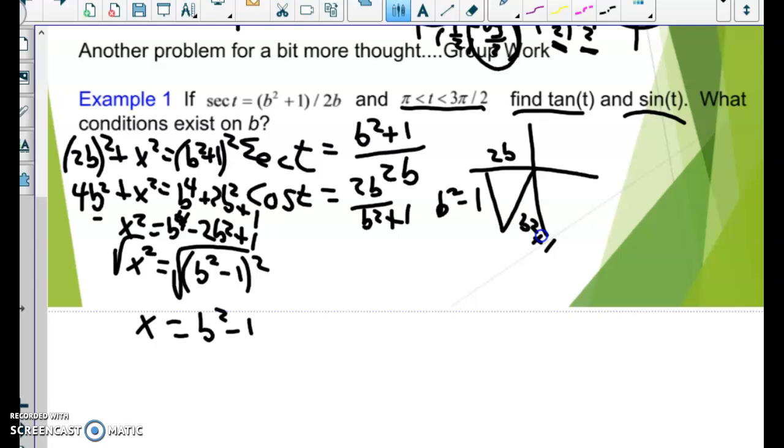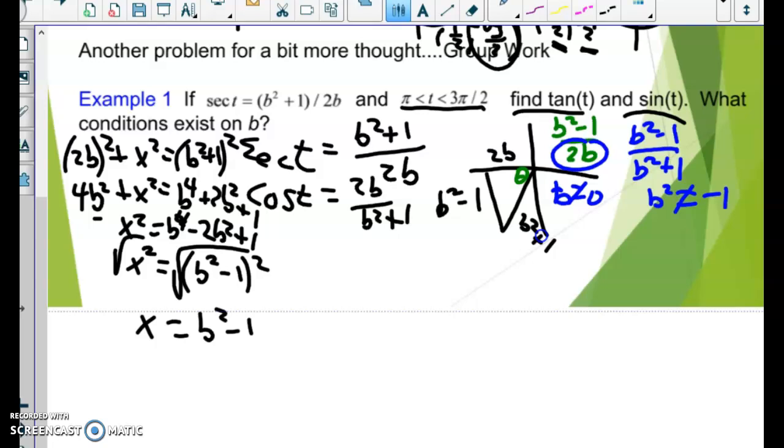So let's find my tangent first. The tangent would be the opposite over the adjacent. There's my theta. So the opposite would be b squared minus 1 over the adjacent. My sine would be the opposite over the hypotenuse. And we know that for these answers, b cannot be 0 and b squared cannot equal negative 1. Otherwise, they're undefined.